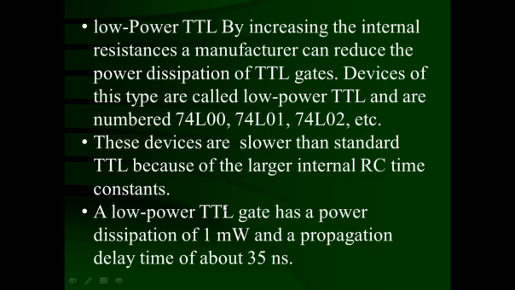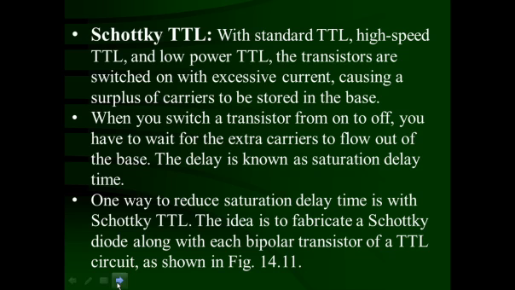A low power TTL gate has a power dissipation of 1 milliwatt. Compared to the standard TTL, which was 10 milliwatt, this is decreased to 1 milliwatt. And the propagation delay time is going to be increased from 10 nanoseconds to 35 nanoseconds. So the speed of operation is going to be lowered. So this way the low power TTL devices were produced.